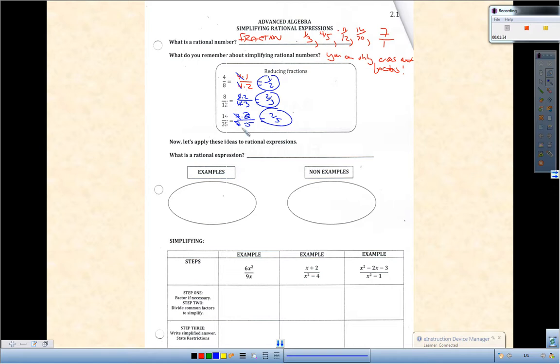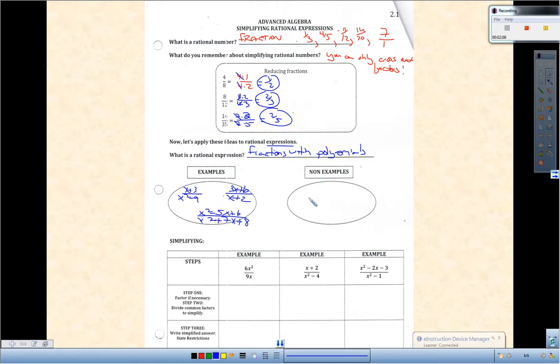Well, let's apply these ideas to what rational expressions are. Rational expressions are fractions with polynomials. So some examples of rational expressions would be like x plus 3 over x squared minus 9, or 3x plus 6 over x plus 2, or x squared minus 5x plus 6 over x squared plus 7x plus 8. Those are all examples of rational expressions.